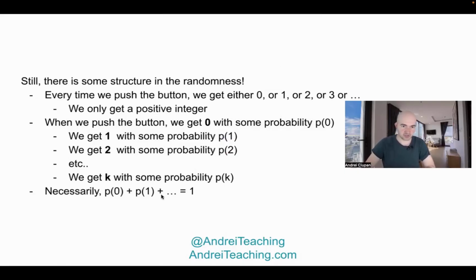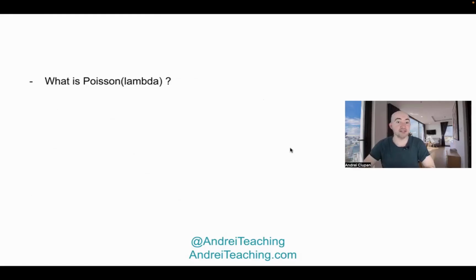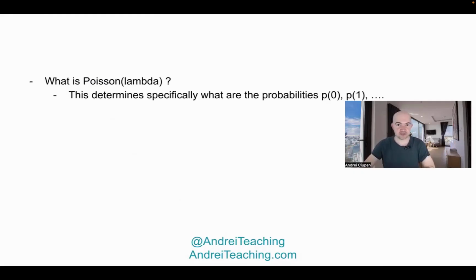Like I mentioned, or actually I didn't mention this, but it must be true that p of 0 plus p of 1, the sum of all probabilities, needs to be equal to 1. You know, 0, 1, 2, 3, and so on. They need to cover all the possibilities. Great. Now, what's a Poisson of lambda? This determines specifically what the probabilities p of 0, p of 1, and so on are. They will be functions of lambda. Let's discuss it in our particular case when lambda equals 2.